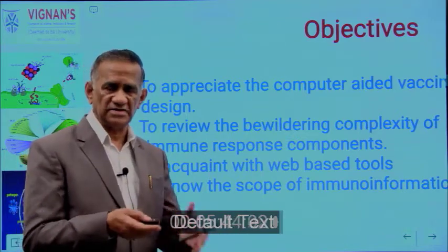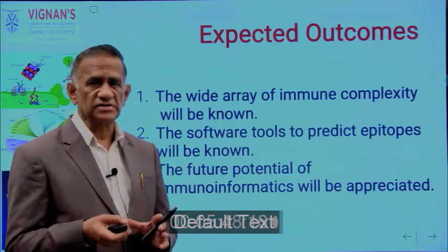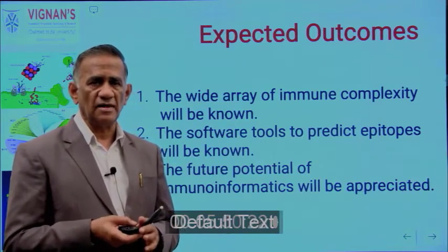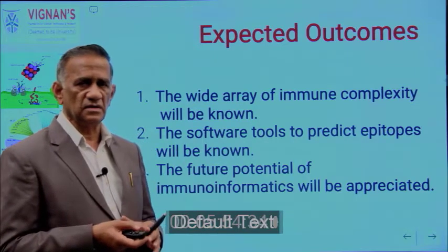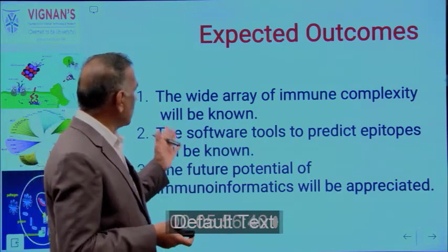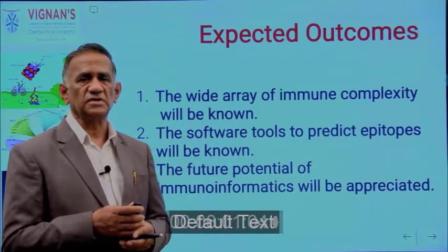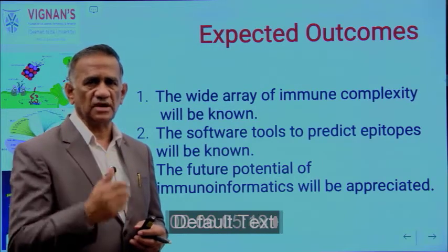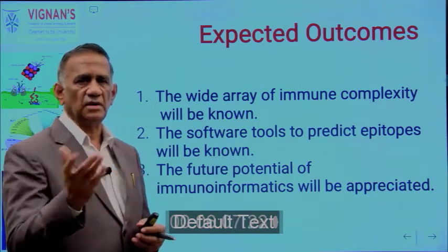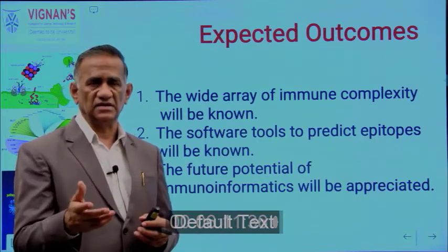Hereafter the scope lies with immunoinformatics. Now let us see the expected outcomes. The learners and the students of this course are able to learn these aspects: the wide array of immune complexity will be known. Wide array of immune complexity means the B cell clonotypes, T cell receptors, and again sequential epitopes and conformational epitopes, and again HLA class 1 types.